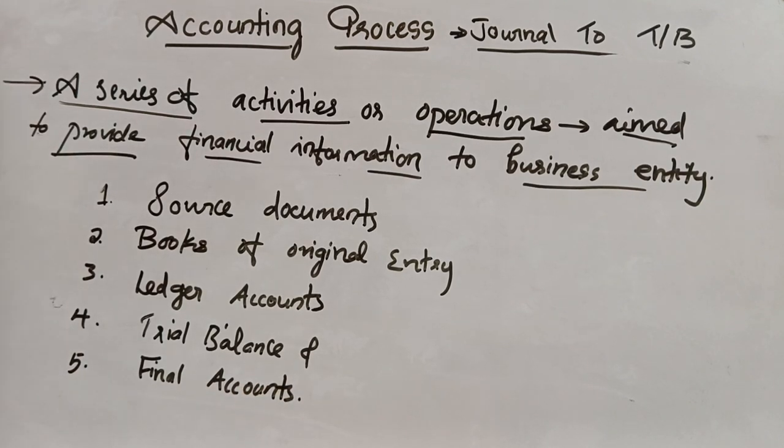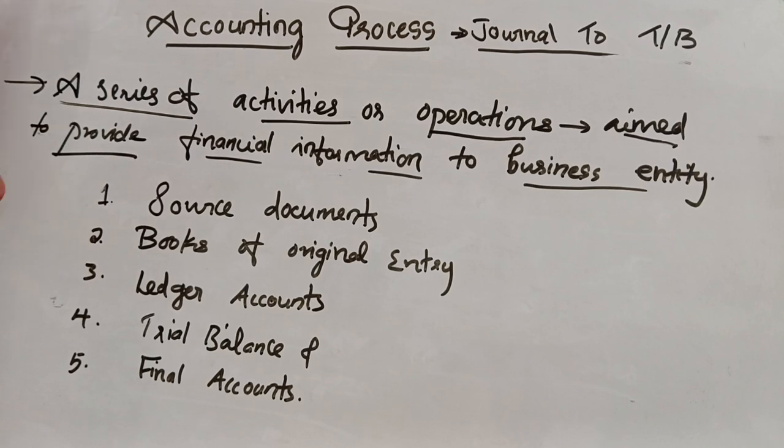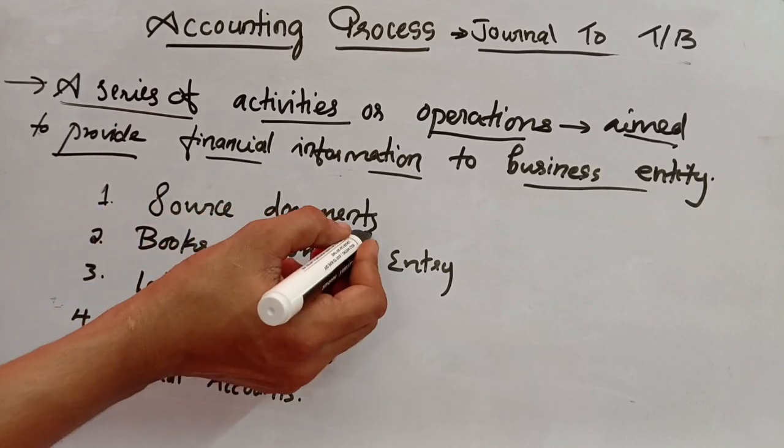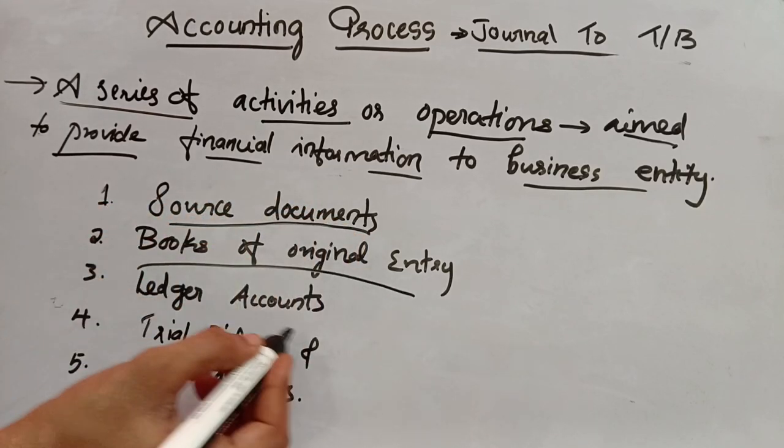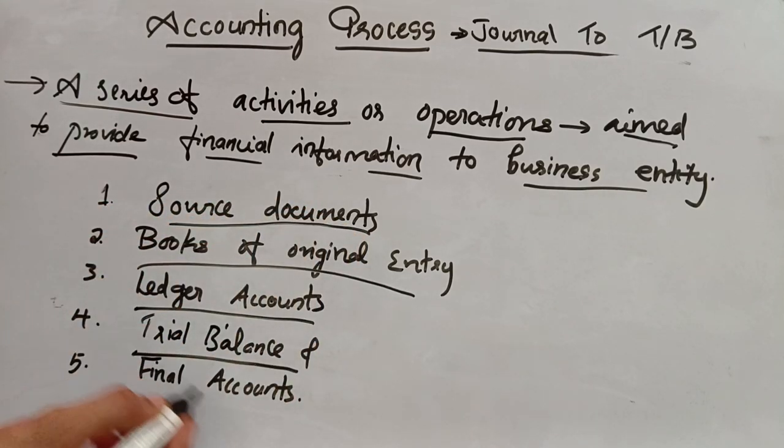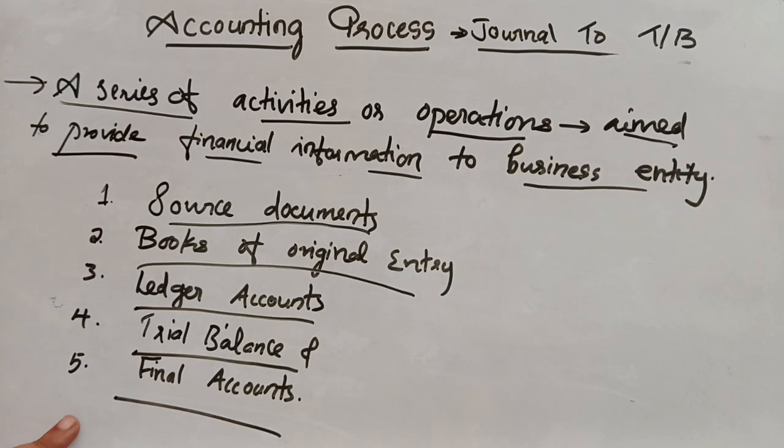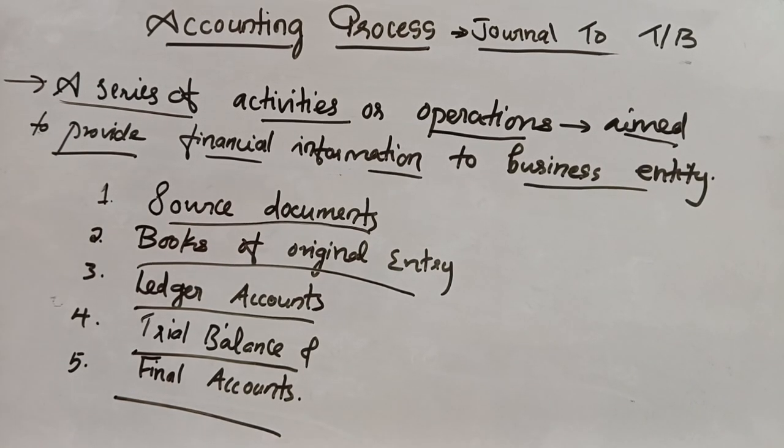So, simply we can say the accounting process covers all those activities that are involved so that financial information is accumulated and presented in reports that would be useful to interested parties. Those activities consist of source documents, books of original entry, ledger accounts, trial balance, and also final accounts.